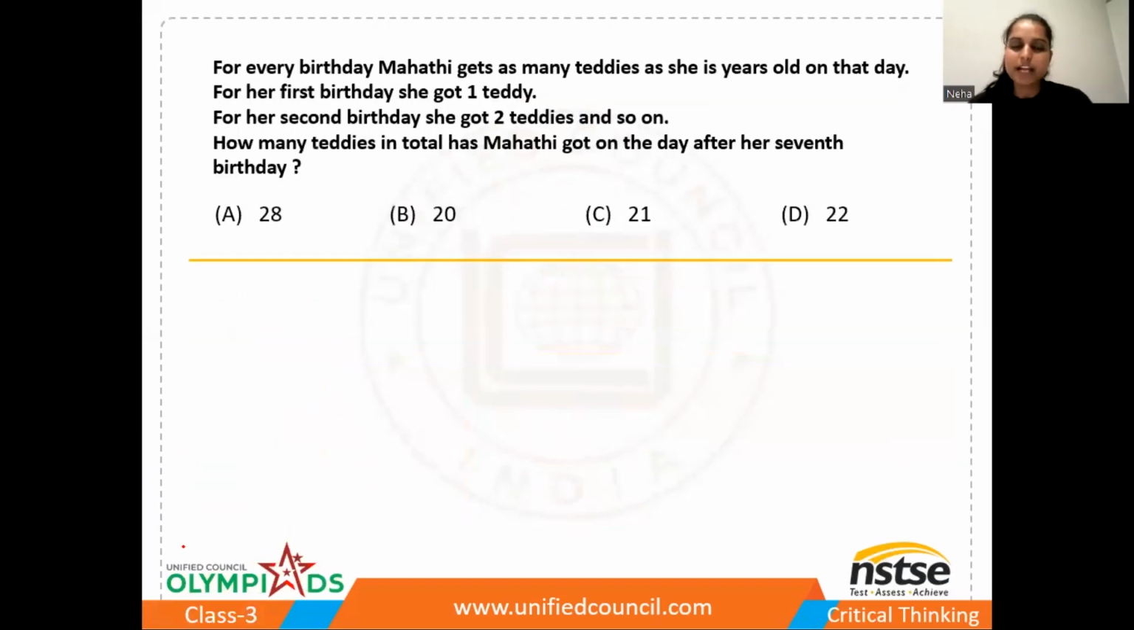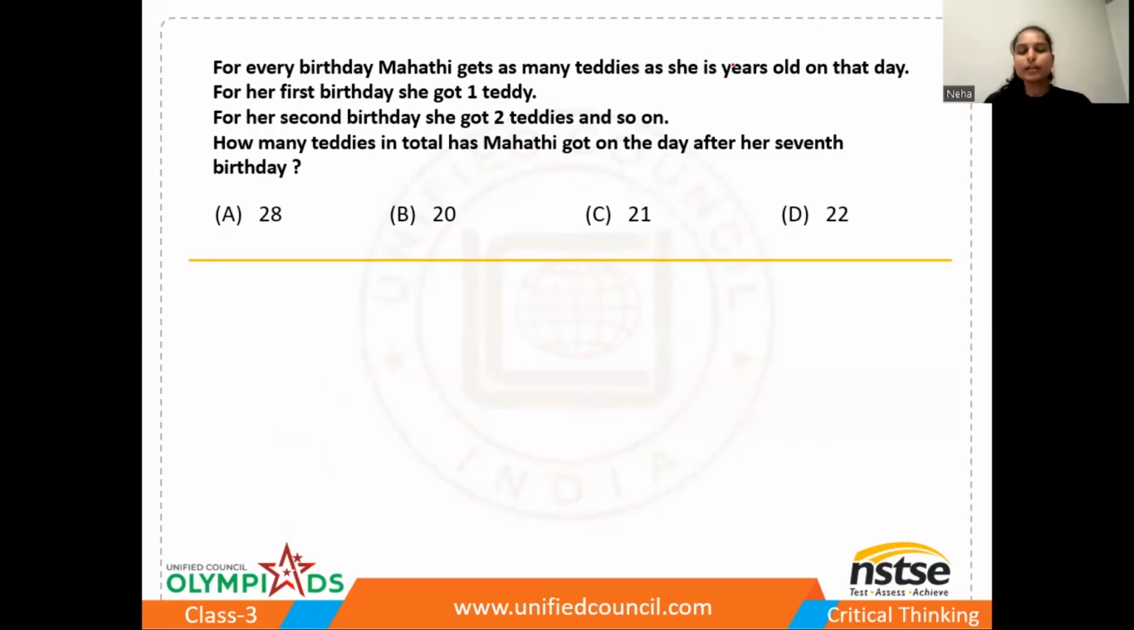Very good. Now let's move to the next question. So here is the next question, my dear students. In the next question, they are asking that for every birthday, Mihati, a girl, gets as many teddies as she is years old on that day. All right, this is quite interesting.